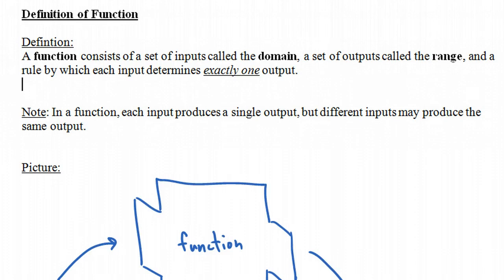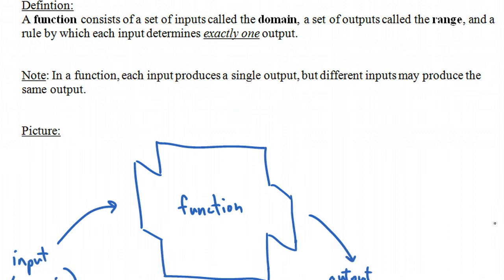In this video, we're going to talk about the definition of a function. Now, a function consists of a set of inputs called the domain and a set of outputs called the range, and a rule by which each input determines exactly one output. Now, in a function, each input produces a single output, but different inputs may produce the same output. I'll explain what I mean by that in just a second.